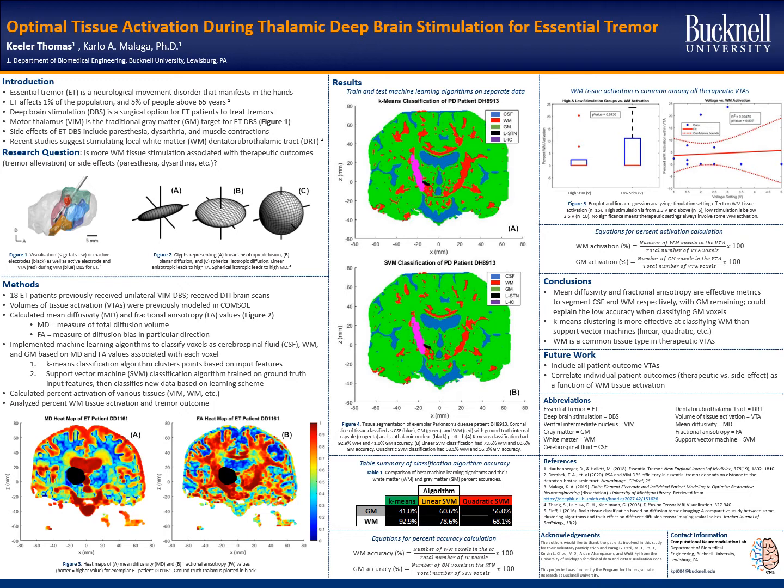With the now classified white matter tissue, I correlated stimulation voltage with percent white matter activation within the volume of tissue activated, or VTA, for only therapeutic VTAs. I found no trend, which is a promising result. This implies that as the VTA increases in size, the percentage of white matter activation does not vary, ultimately indicating that white matter is a common denominator among therapeutic VTAs.